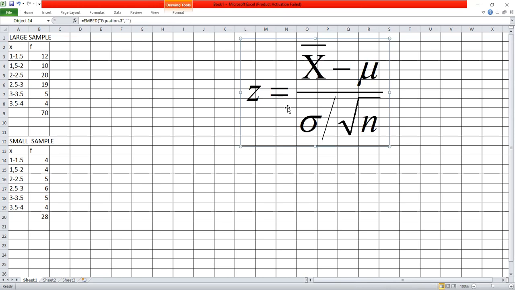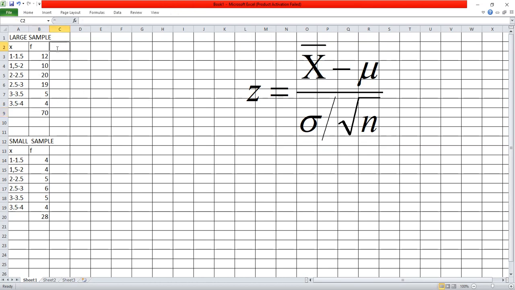So this test requires you to get X bar. Mu, you know. Note that the test statistic is computed assuming the null hypothesis is true. In this case, mu was equal to 2.7, so we know mu. This is why we collect data: to get X bar and sigma. N we know, in this case N is equal to 70. So all I need is X bar.